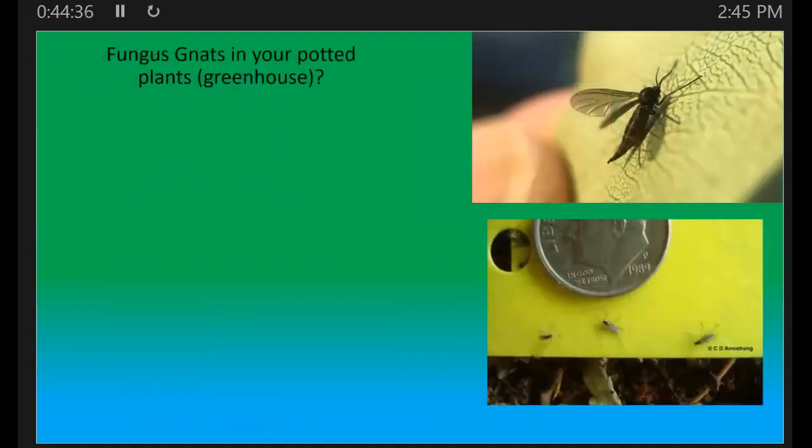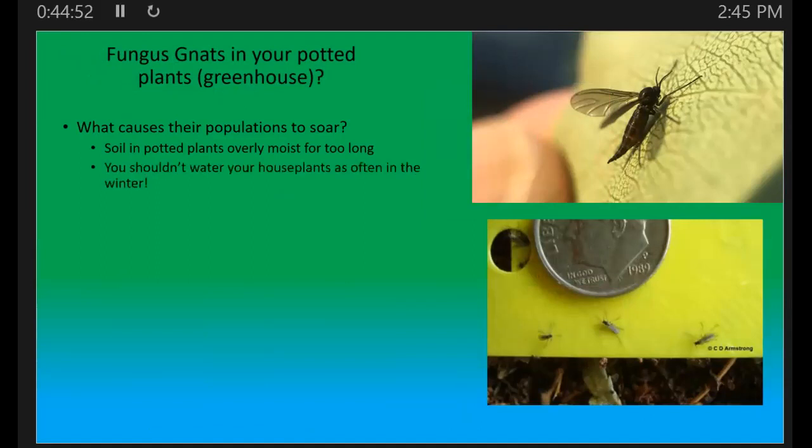And then last but not least, fungus gnats. You might have seen those on some of your house plants. So they're not usually an issue, but they tend to flourish if you overwater your plants, especially in the winter. So when winter hits around here, even though your plants are indoors, and yes, you still have to water them, you shouldn't water them as much as you think in general, because they're not as active. They've kind of slowed down.